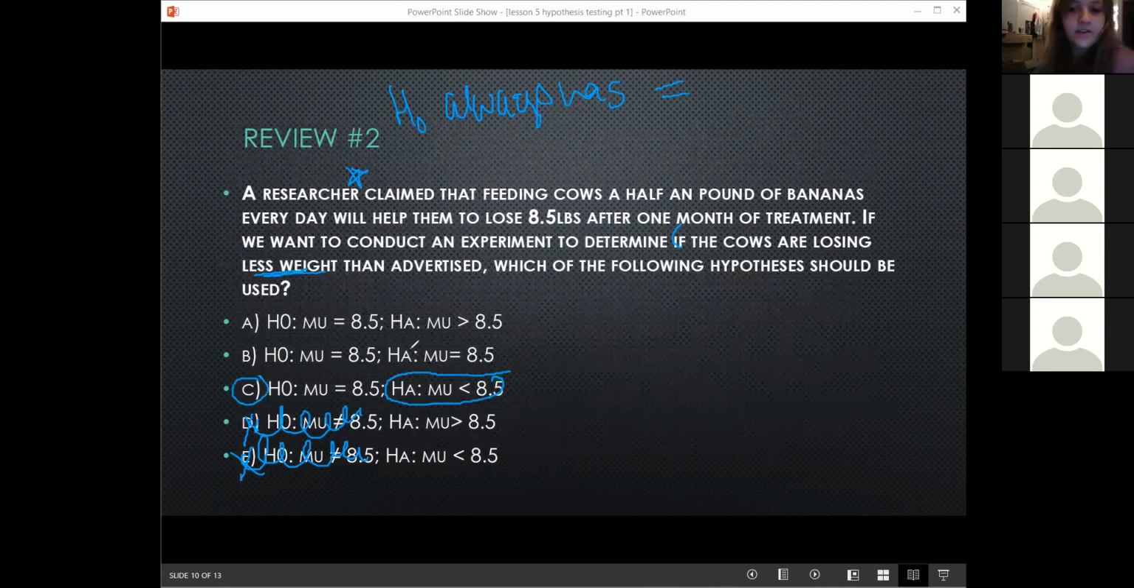This one also can't be the answer. It's saying the alternative hypothesis is equal, and you can never have an equal sign in your alternative hypothesis. And then A would be correct only if it was saying the cows are gaining weight, greater than 8.5. So our answer is C there. Does that make sense to everybody?